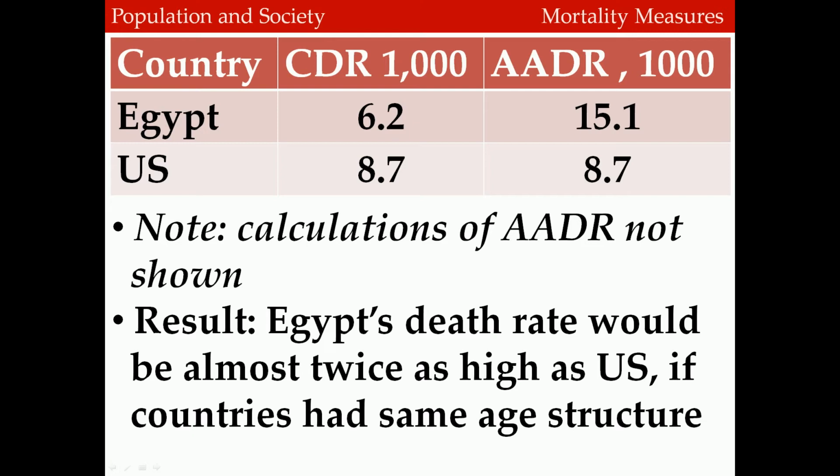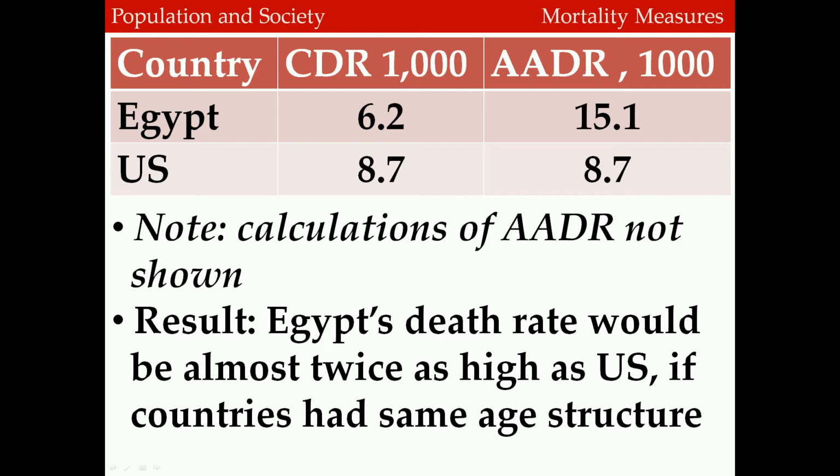I've simply weighted the age-specific death rates by the proportion of the population at different ages in the United States. Essentially I'm asking, what would the Egyptian mortality rate be if it had the same age structure as that of the United States? You can see that although its crude death rate is 6.2, the age-adjusted death rate, which is what the death rate would be if it had the same age structure as the US, is quite a bit higher. It's 15.1. Of course, for the United States, the age-adjusted death rate and the crude death rate would be the same because we're using the US as the standard age structure. So there's no difference in the age-specific death rates.